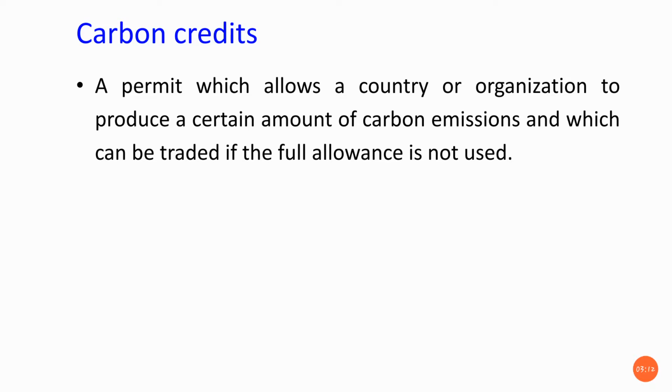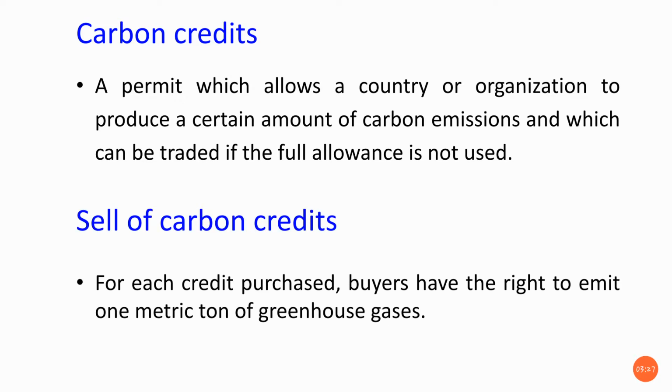Only then is the raw material converted into the finished product. At the same time, if they do not use the total level of carbon emissions permitted, they can sell the remainder to other countries or organizations. This is the sale of carbon credits. Suppose you want to produce 1 ton of pig iron; this is the amount of carbon emissions that comes out.